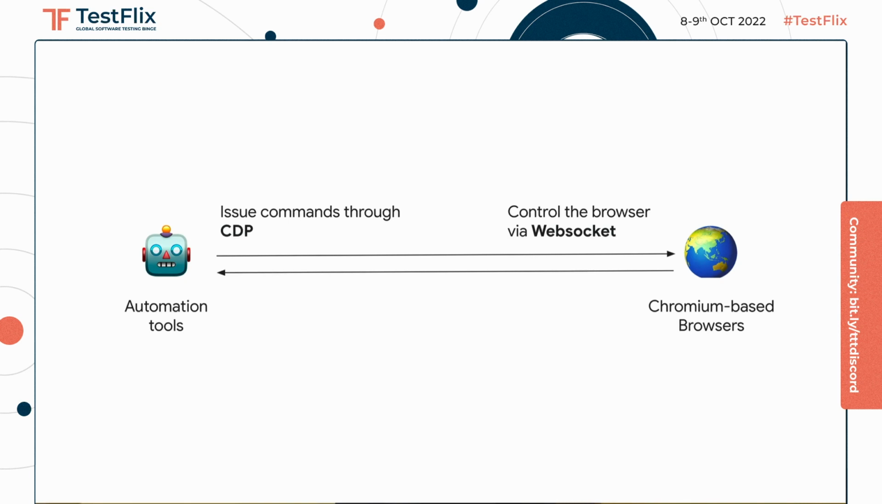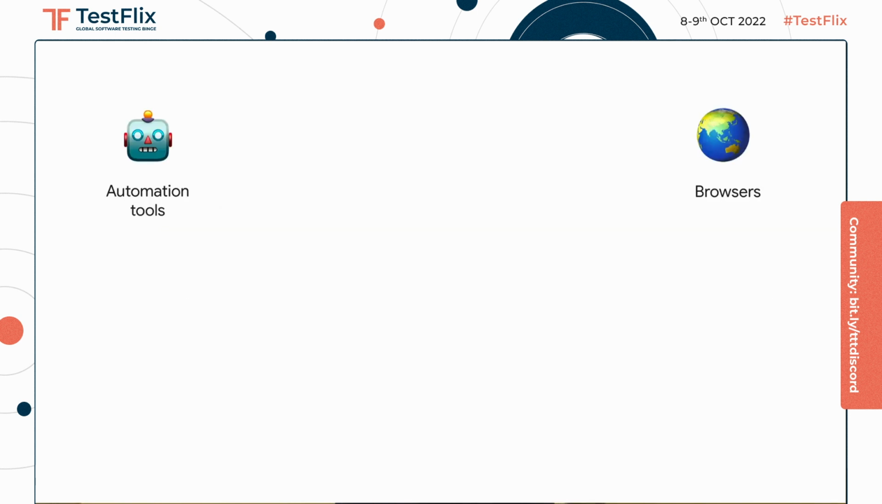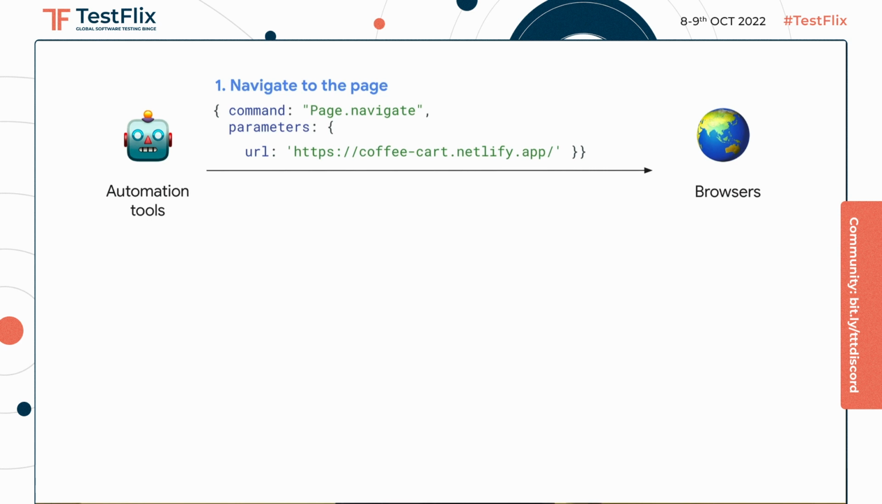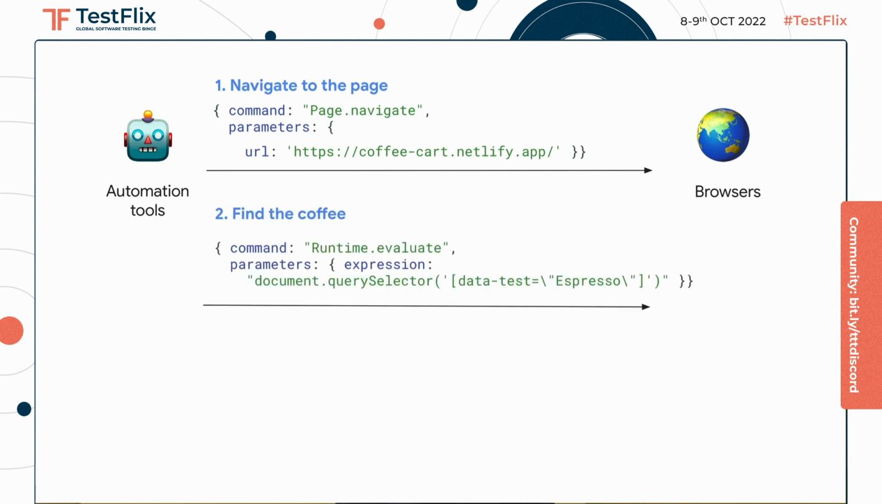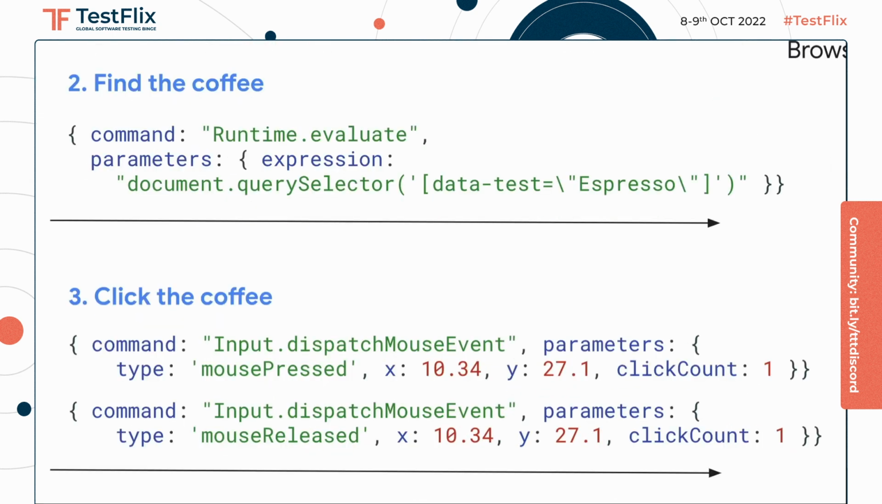Different from WebDriver, CDP communicates directly with Chromium-based browsers. Automation tools issue commands through CDP, and these commands are sent to the browser via WebSocket. Going back to our coffee example, it sends a command to the browser to start a page navigation. Then, it sends another command to find the coffee, and finally two commands to simulate the click event, to press and release the mouse.